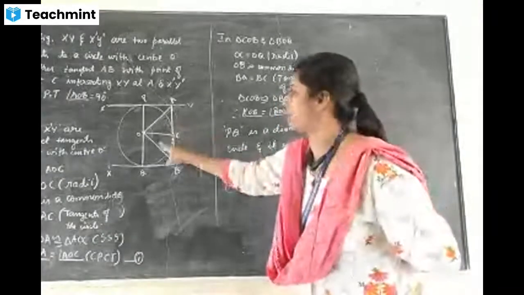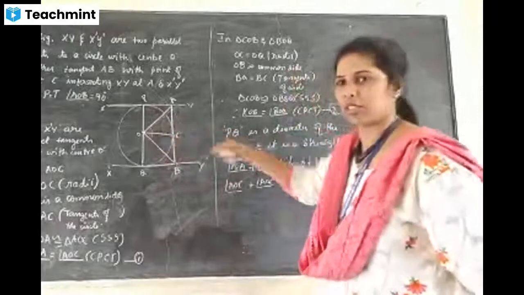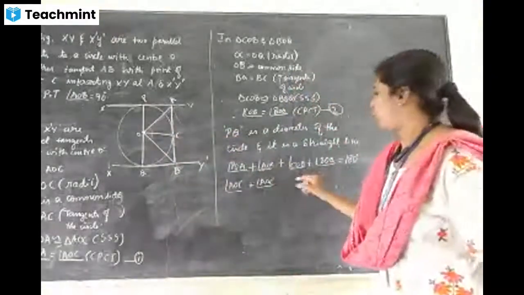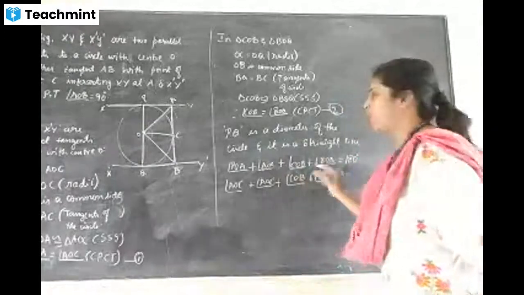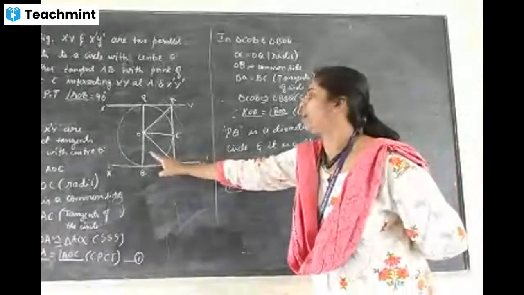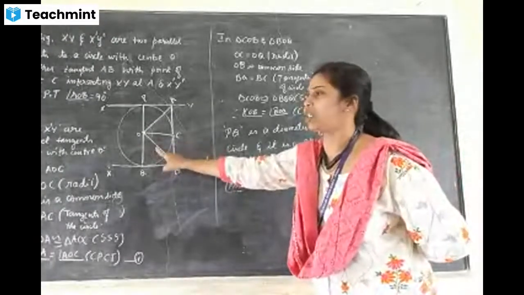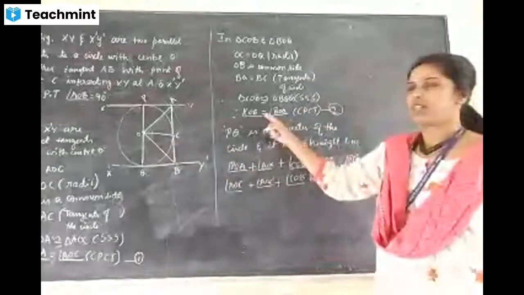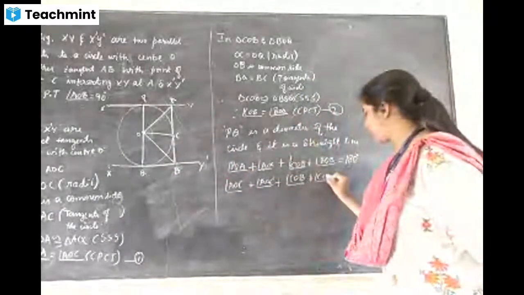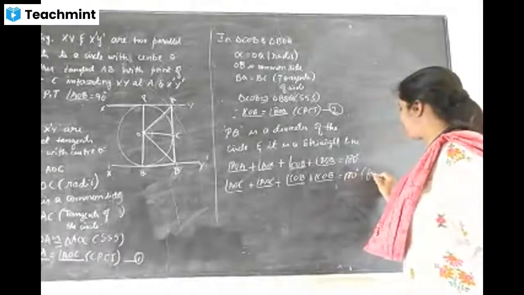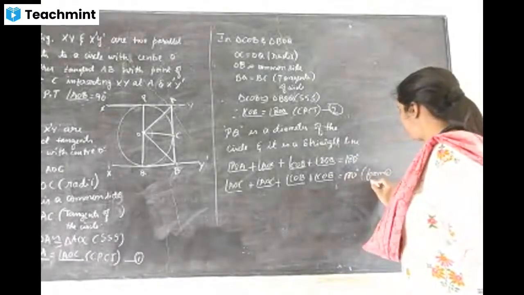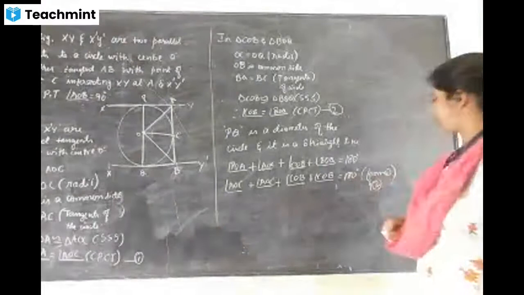Because I need AOC and COB, I don't want the remaining terms. COB I want, so as it is I write COB. But BOQ I don't want. BOQ is nothing but COB, so I'll write COB only there. This came from 1 and 2.